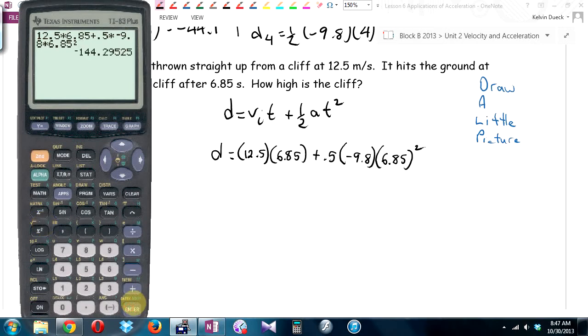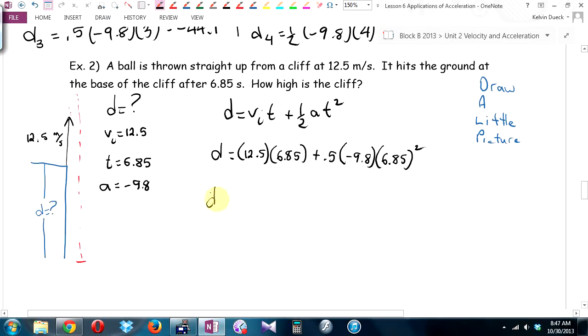Negative 144.2. Well, I'm going to write down negative 144.3 and then I'll go sig figs. And I guess since it's a displacement, I'll even add the vector sign. D equals negative 144.3. How many sig figs should I really go to? 3. So I'll say negative 144 meters.